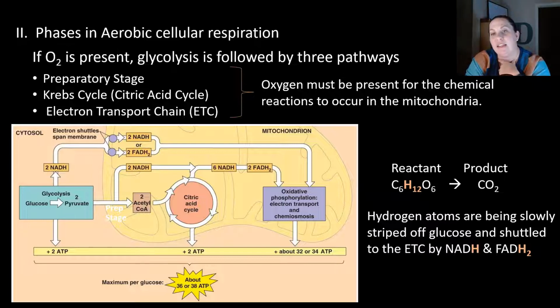So this reactant here is the C6H12O6. Okay, this is going to ultimately get converted into CO2. Now these hydrogen atoms, there's 12 of them, they slowly get stripped off glucose and they will get shuttled to the electron transport chain. The shuttles or the taxi cabs that do this are NADH and FADH2.